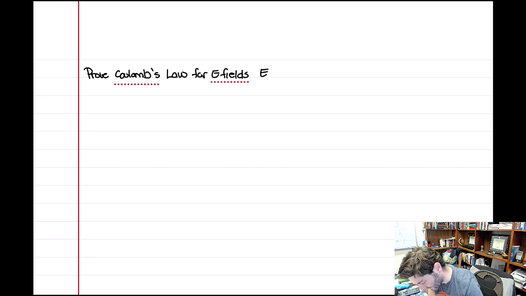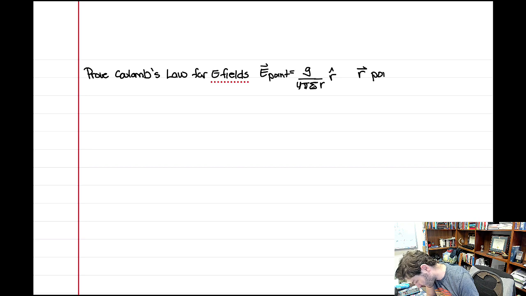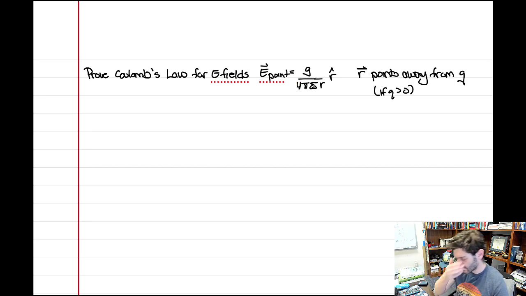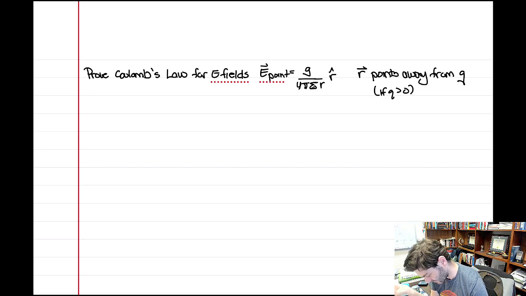which said that the electric field for a point charge was equal to Q over 4 pi epsilon naught times the radial distance away. So I might write it like this, where r-hat points away from Q, if Q is greater than 0. The convention, right? Radially outward or radially inward. And of course, there's a mistake because I went too fast. This should actually, of course, be R squared.